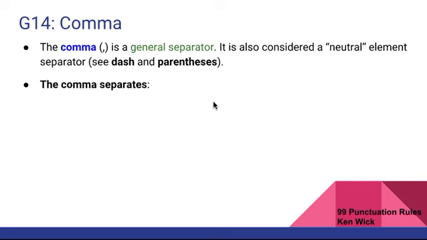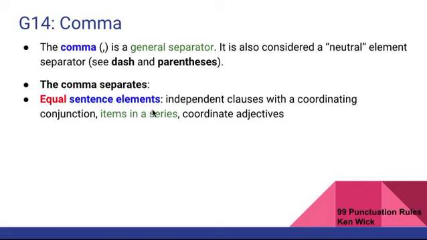A comma separates equal sentence elements, such as independent clauses with a coordinating conjunction. If you don't know what this is, it is one of the rules. It also separates items in a series, and it separates what are called coordinate adjectives. And I will cover this. This is actually one of the rules. So if you're unsure about any one of these, I will cover these in a rule. But basically, the idea is that the comma separates equal sentence elements, so items or adjectives that are equal.